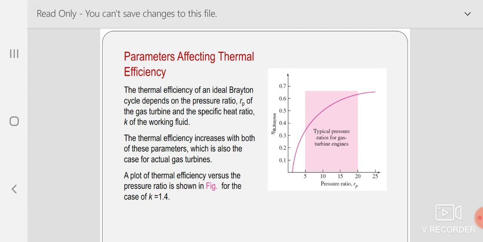Here it is shown in this diagram. The pressure ratio Rp increasing, you see the thermal efficiency of the Brayton cycle is also increasing in the curve. If you take the reading, at pressure ratio 5, it is around 0.25, the thermal efficiency. At the pressure ratio 10, it is around 0.45. So, in this way, with increased pressure ratio, the thermal efficiency of Brayton cycle continuously increases, as is evident from the last equation, as we have seen here.